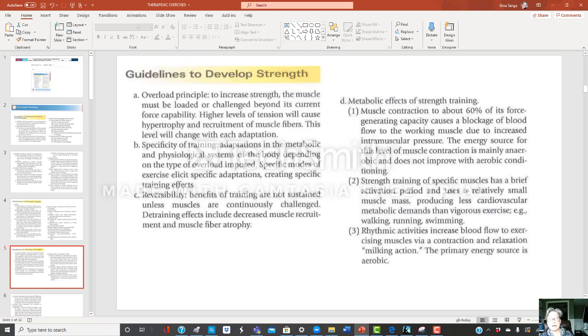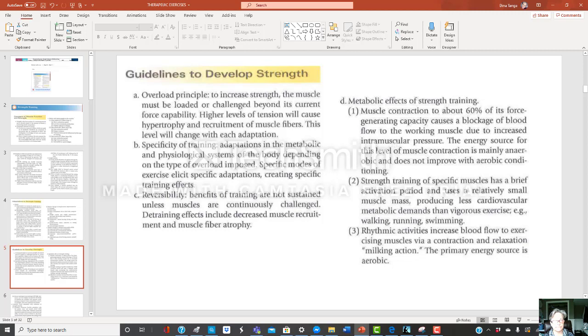Guidelines to develop strength. Overload principle. To increase strength, the muscle must be overloaded or challenged beyond its current force capability. Higher levels of tension will cause hypertrophy and recruitment of muscle fibers. This level will change with each adaptation.